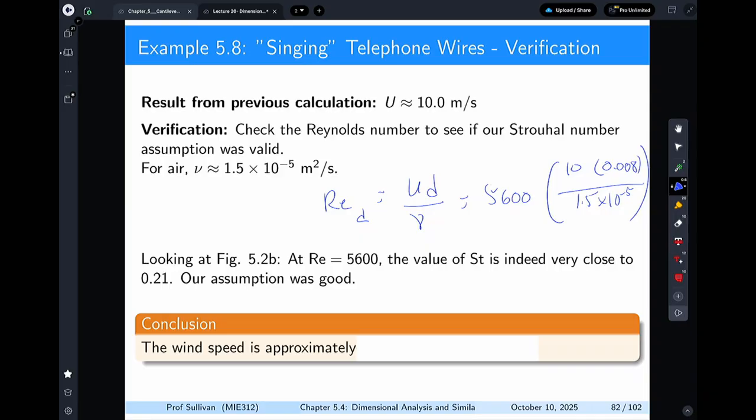So that value, and unfortunately, again, sorry, I forgot to put in the slide with the figure. The value is very close to 0.21. The assumption is good, and the wind speed is approximately 10 meters per second, or 36 kilometers per hour. That's a very high wind speed. Generally, that's something that in Toronto, most people would find uncomfortable.